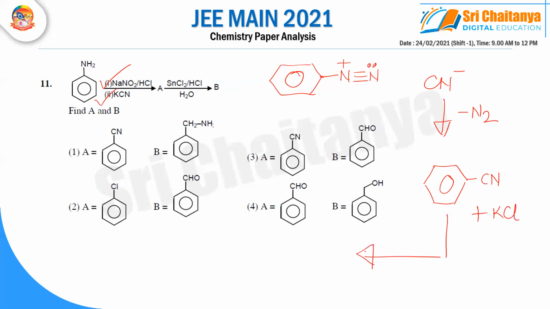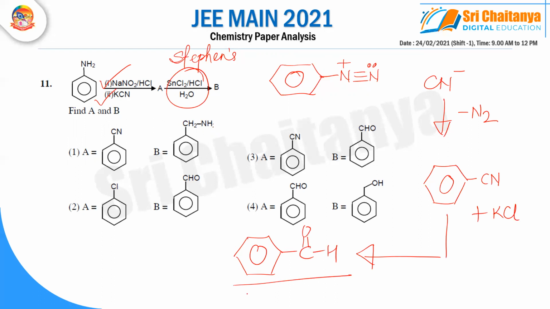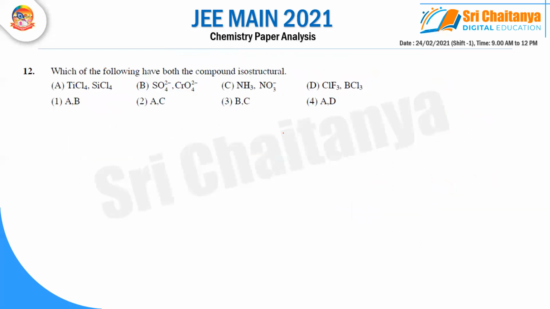Now, what we have is the other set of reagent, that is SnCl2 and HCl. This is nothing but Stephen's reduction. Now, this set of reagent will convert the cyanide group into an aldehyde. So here we are going to obtain an aldehyde. Now let's check. Option A, that means the A part should be a cyanide. So 1 or 3 seems correct, so I'm eliminating 2 and 4. And B should be an aldehyde. So 3 is the correct answer.